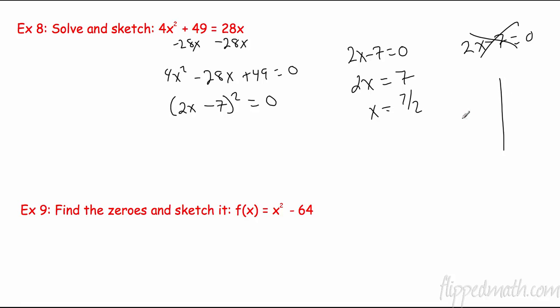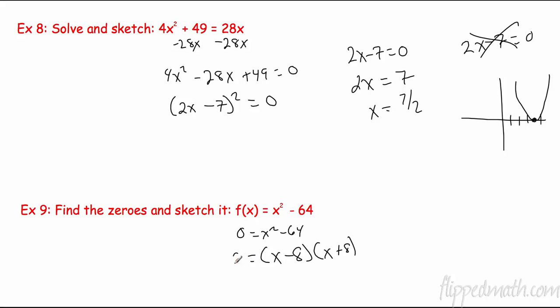Let's do a sketch over here. 7 halves is 3 1/2, so 1, 2, 3, 4, and we're at 3 1/2. Perfect square trinomial is always going to have one point, and it's going to end up on the x-axis. All right? Come down here, find the zeros. So 0 equals x squared minus 64. We got two perfect squares. The difference of squares, x minus 8 and x plus 8.